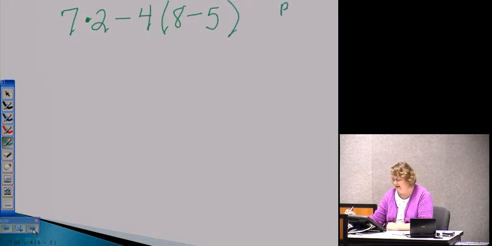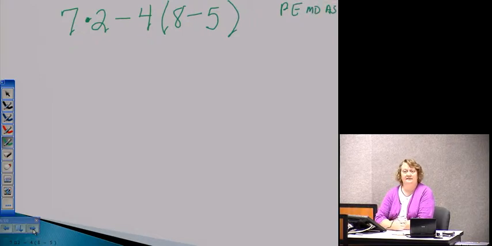And again, don't forget your please excuse my dear Aunt Sally. And you probably can't read that at home, but write it down on your paper and you can. Okay? Please excuse my dear Aunt Sally, that is. Now, as we look at this, notice we have parentheses. So we're going to do what's inside the parentheses first. 8 minus 5. 8 minus 5 gives us 3.